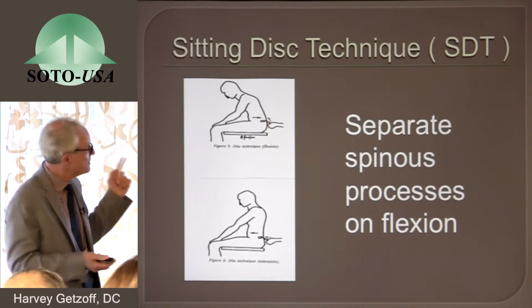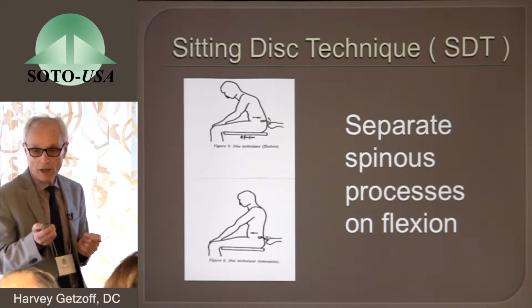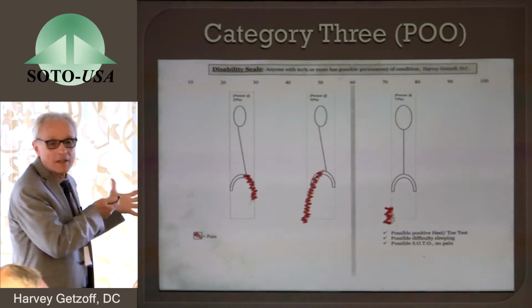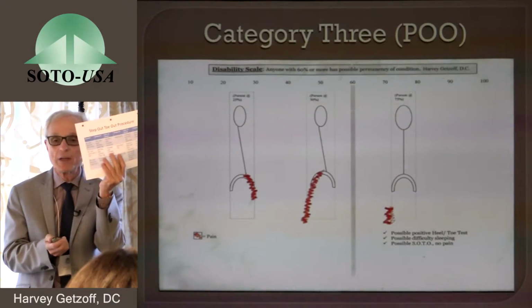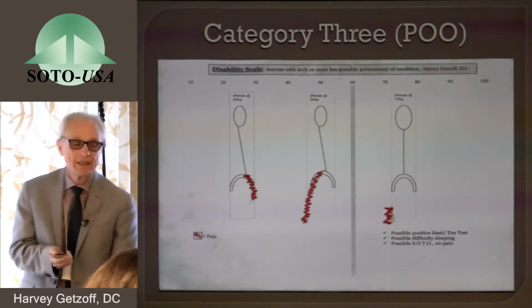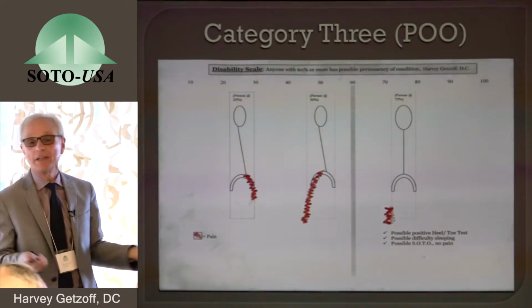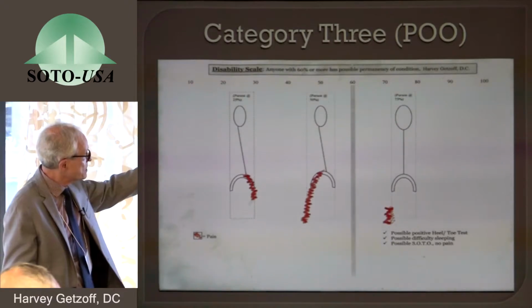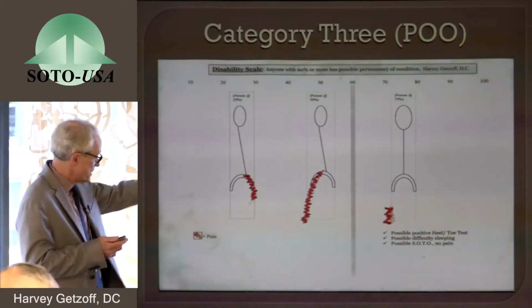The key to the sitting disc technique is to separate the spinous processes on flexion. This is something we integrated into the step outs procedure. We call them scenarios 1, 2, and 3. If a patient comes in leaning to the opposite side of pain, and it doesn't go below the knee, very favorable. If they lean to the same side, it's sort of a bulging disc kind of scenario.